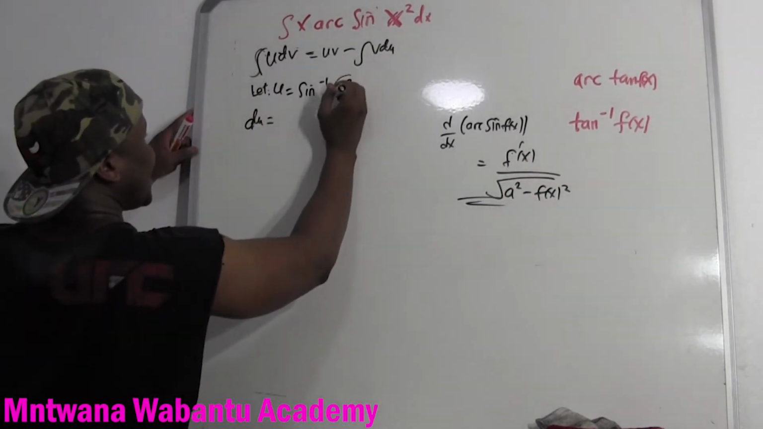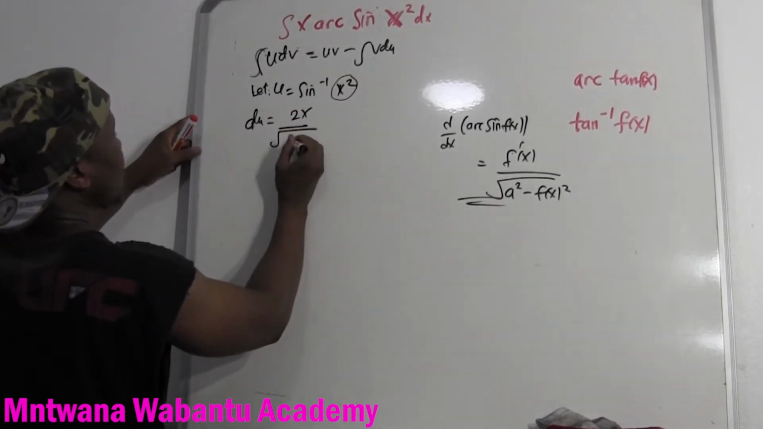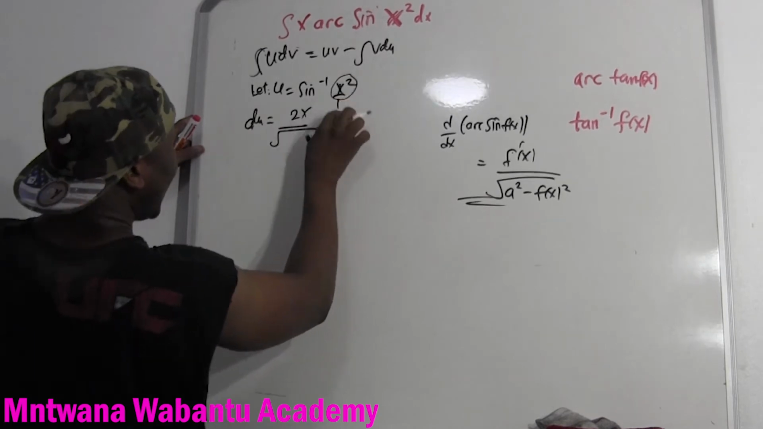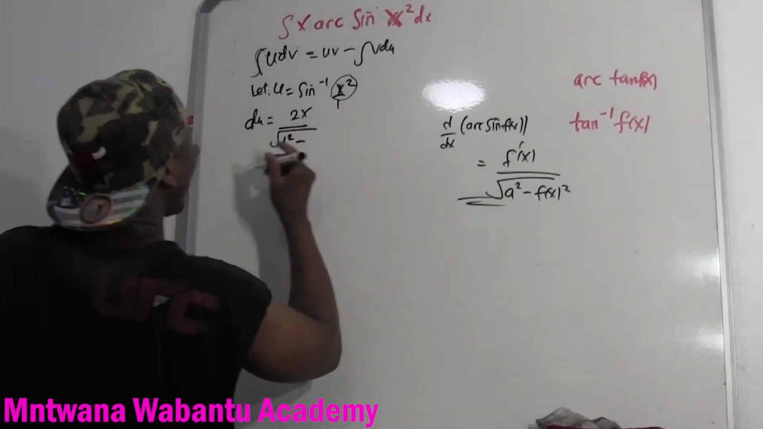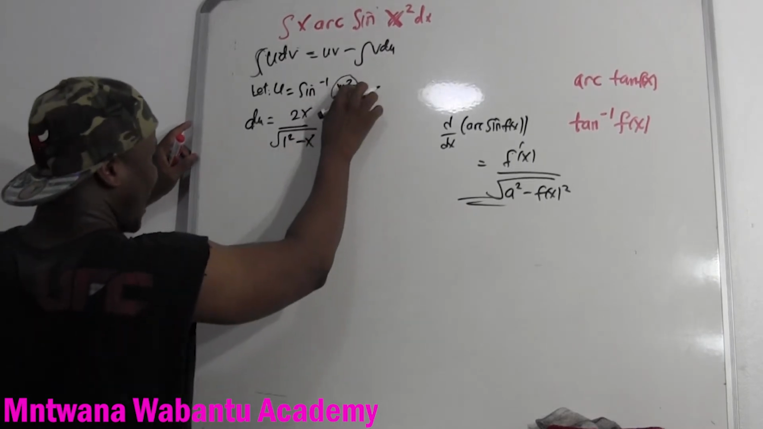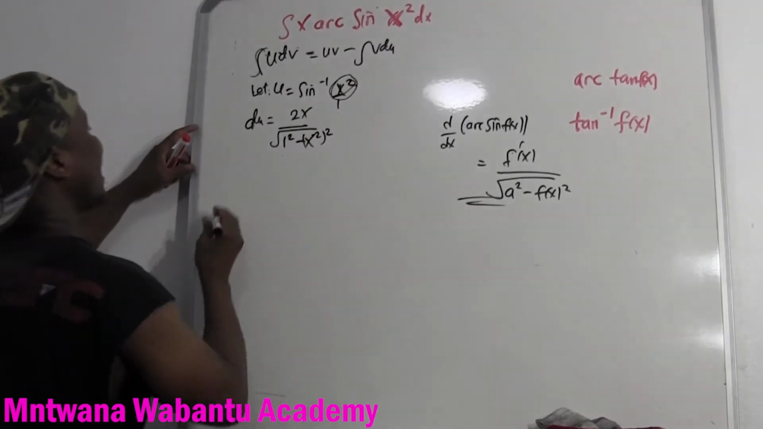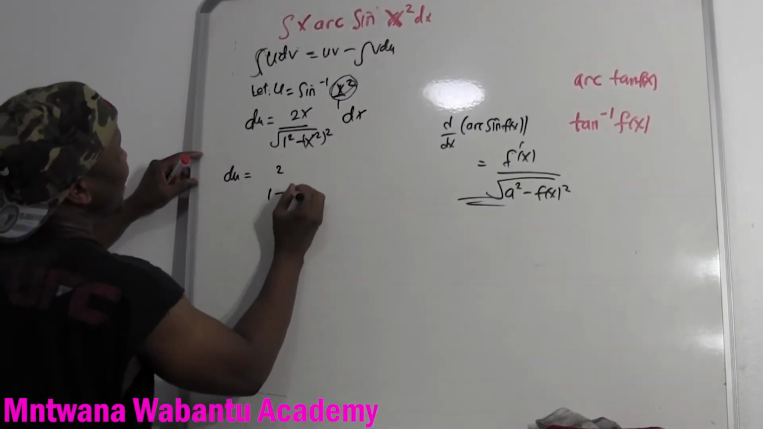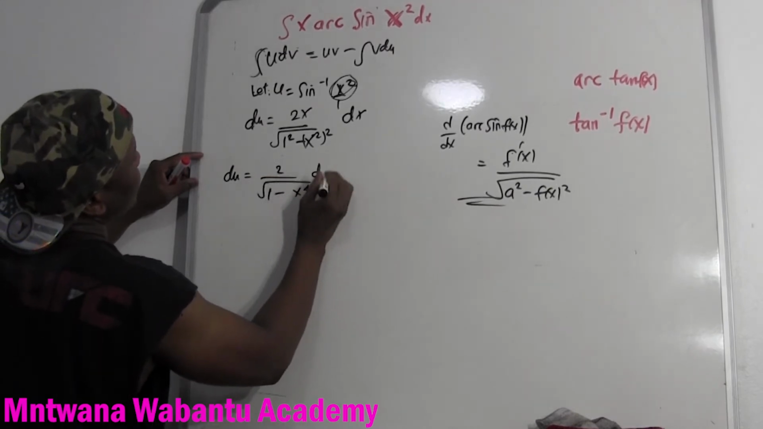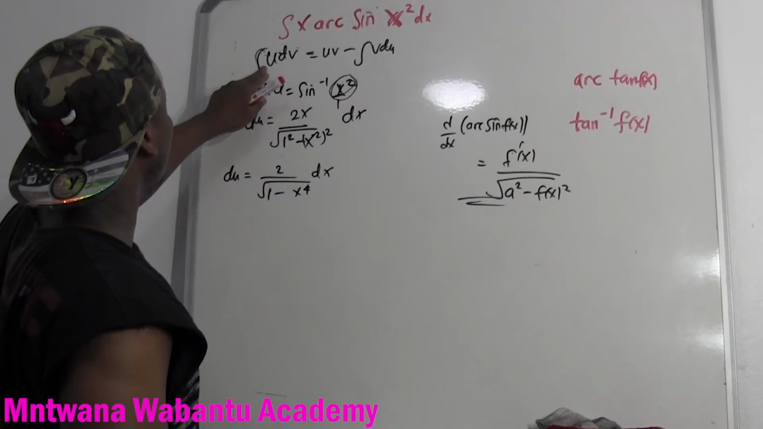Differentiate whatever is in here. What is this? This is x squared. When you differentiate, you get 2x over the square root of a squared minus the function. What is a? A is the number below, so a squared is 1, and 1 minus f(x), where f(x) is x squared. But you have to square it, because it already has a square. And then dx. So du equals 2x over the square root of 1 minus x to the power 4, dx. So this is u, and this is du.